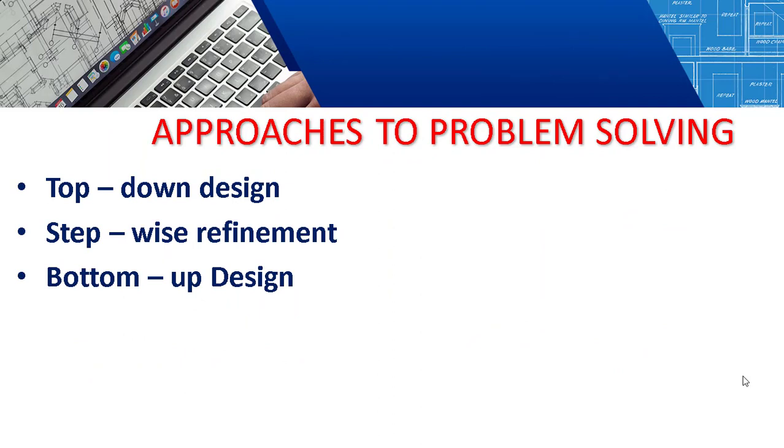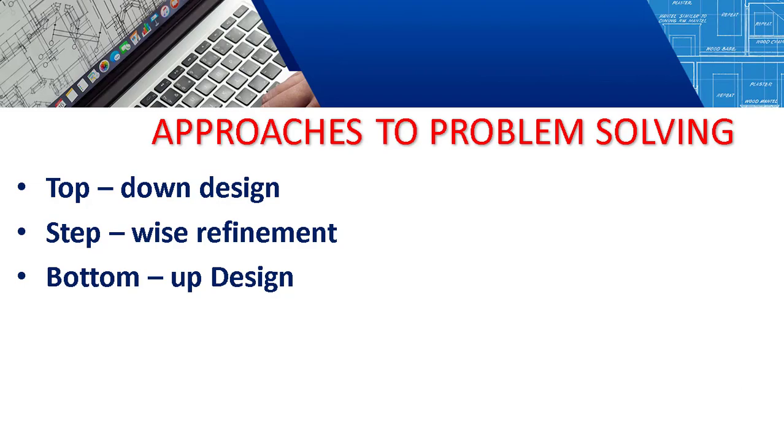Computer science is the study of problems, problem solving and the solutions that come out of the problem solving process. Given a problem, a computer scientist's goal is to develop an algorithm, a step-by-step procedure or set of instructions for solving any problem. There are different approaches for solving a problem: top-down design, stepwise refinement and bottom-up design.